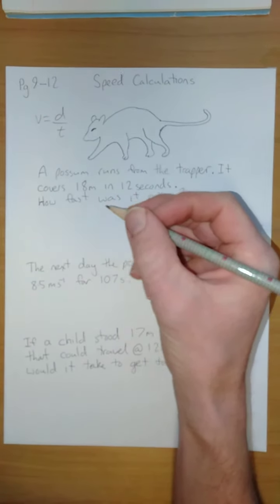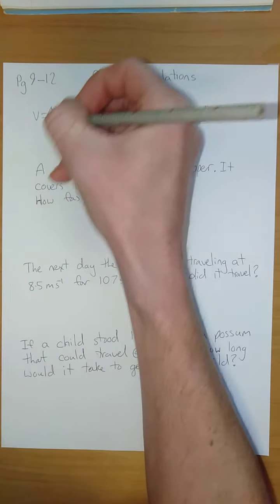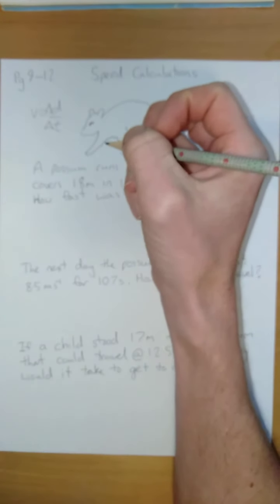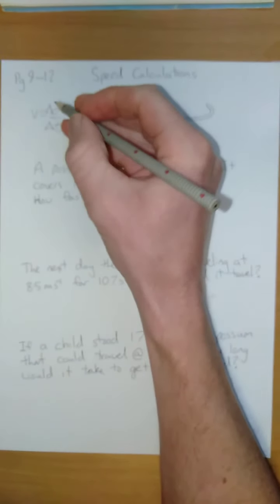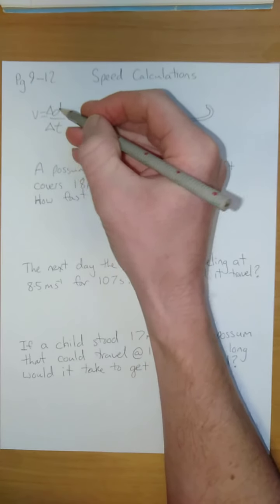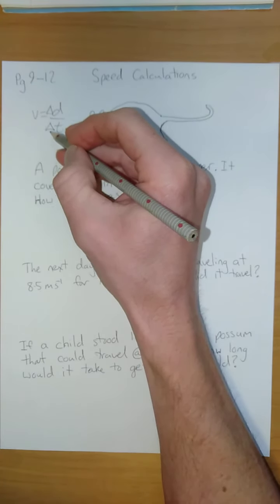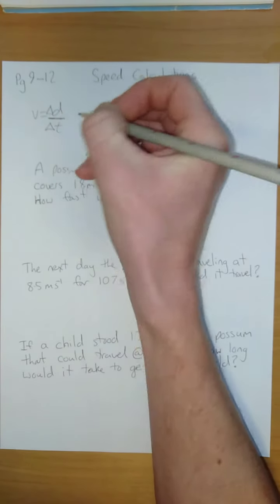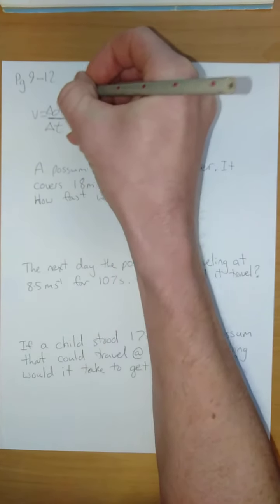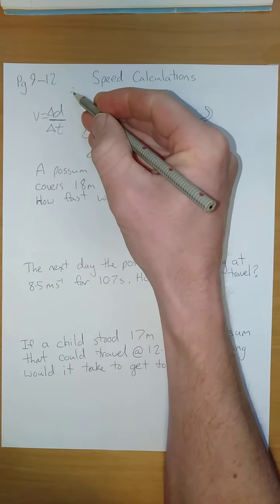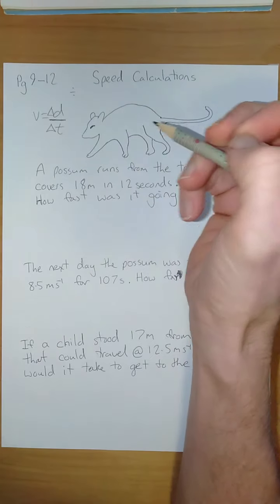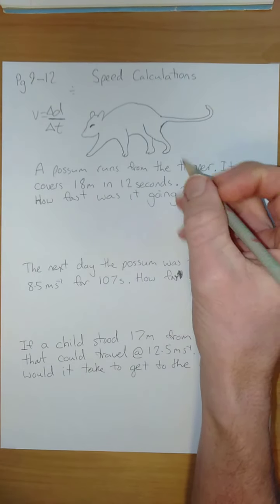You'll notice in your book they have a triangle in front of the D and a triangle in front of the T. The triangle is a Greek symbol called delta, and that just means change. So it's how much the distance changes divided by how much the time changes. Remember that we use a horizontal line now and no longer use a divided by sign like that anymore. That's long gone. So we're going to be using that formula there to solve a few problems.